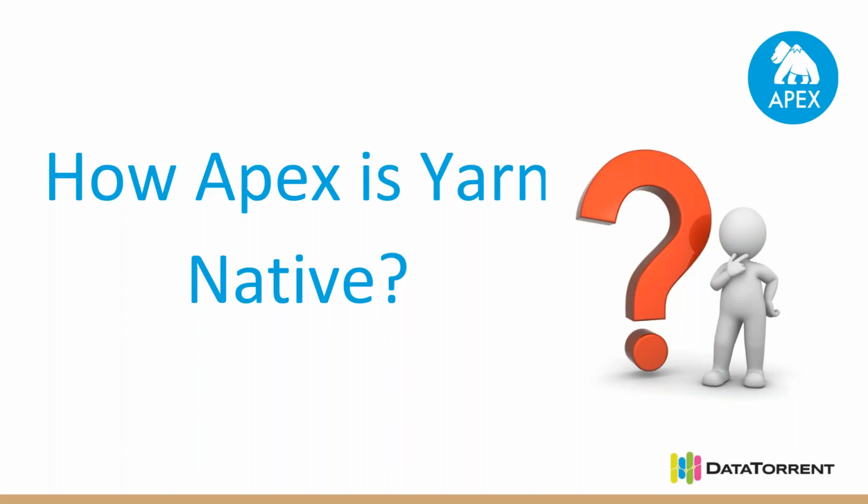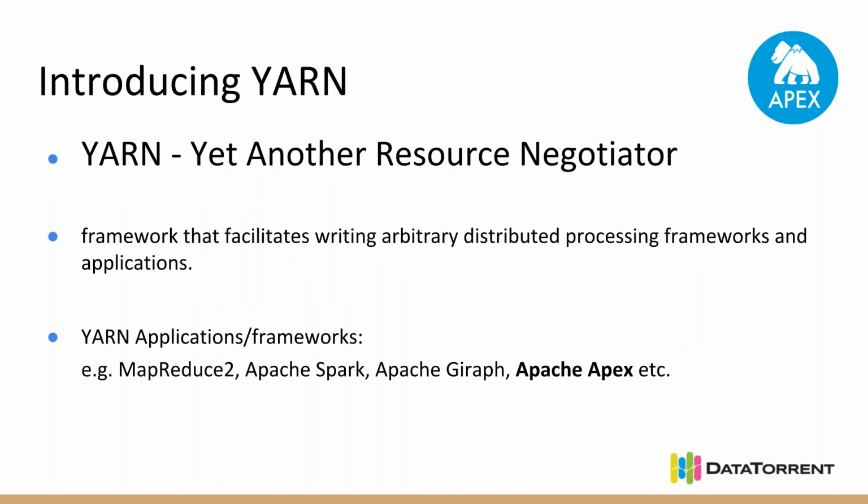So let's look into how Apex is a Yarn application. Before that, I'll go one step back and talk about what Yarn is, and what the design or structure of Yarn is. Yarn stands for Yet Another Resource Negotiator. It's the processing component of Hadoop, which helps us with scheduling of applications in the cluster, as well as resource management of your cluster.